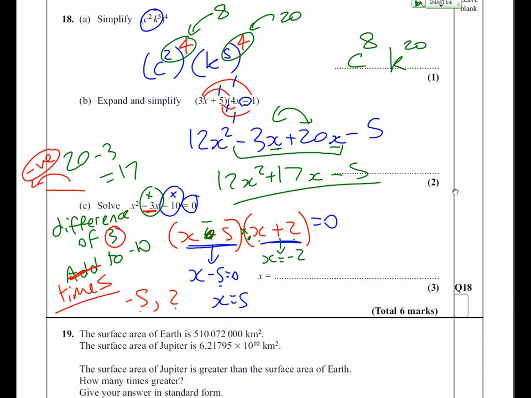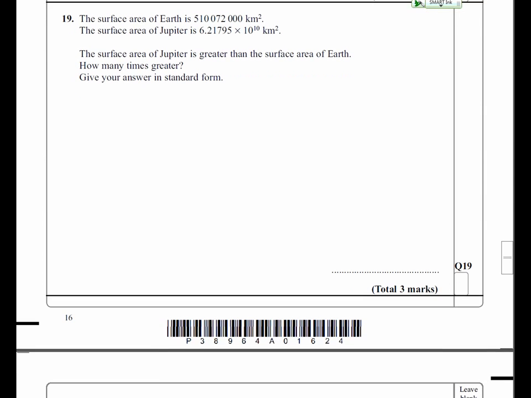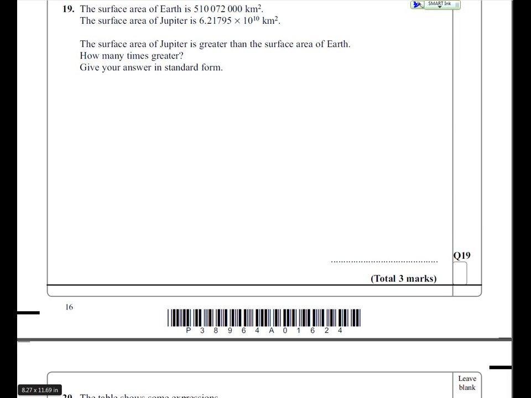So x equals minus 2 or x equals 5. Two possible answers there, and they've not made that clear in the question. You have to know for yourself. Question 19. The surface area of the Earth, let's do a little diagram as usual.